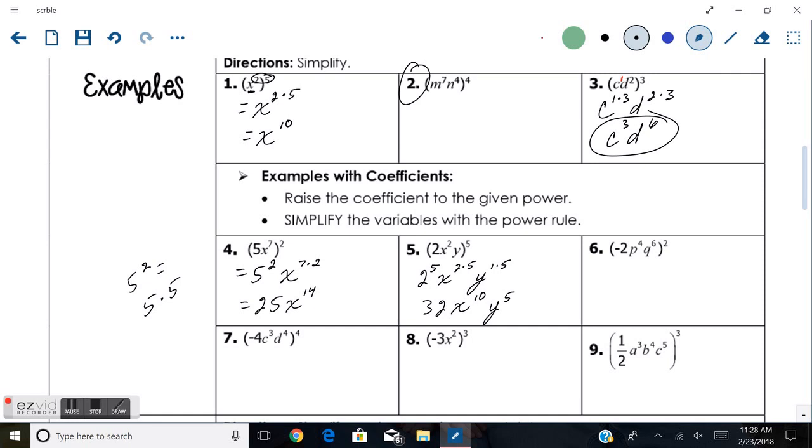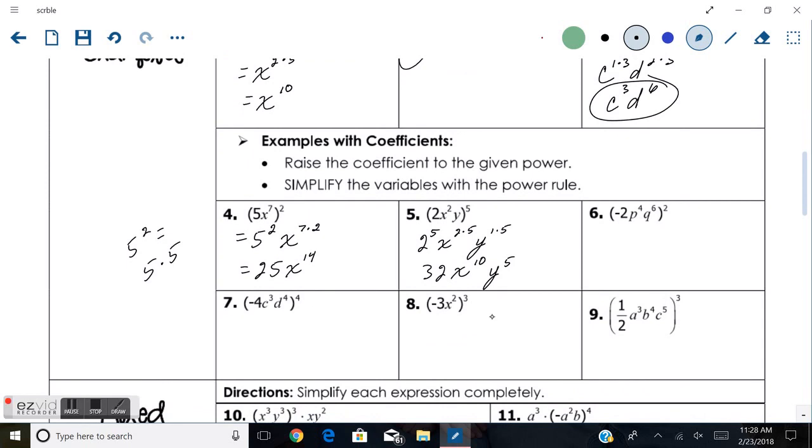All right. Number 6, a negative. So I have negative 2 squared, and then p to the 4 times 2, and q to the 6 times 2. Negative 2 squared is a positive 4, p to the 8th, q to the 12th. That would be my answer. Make sure that that negative is part of what's being squared. That's what makes it positive.